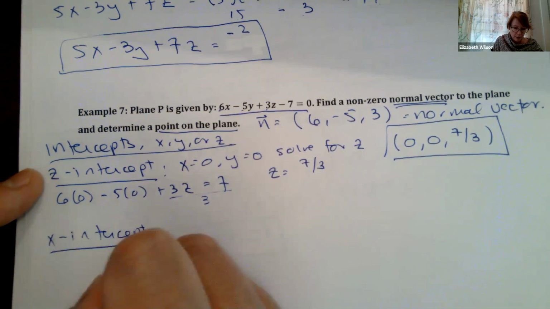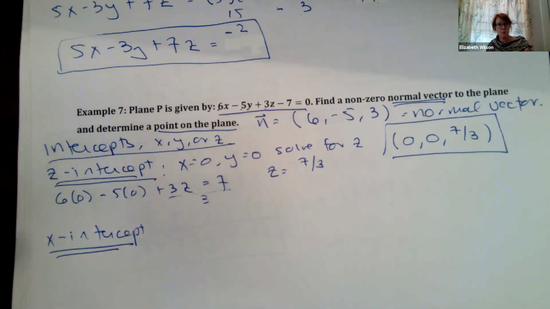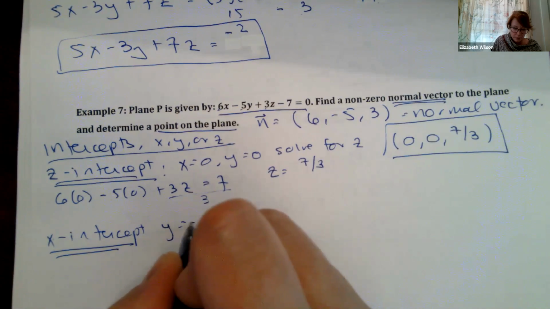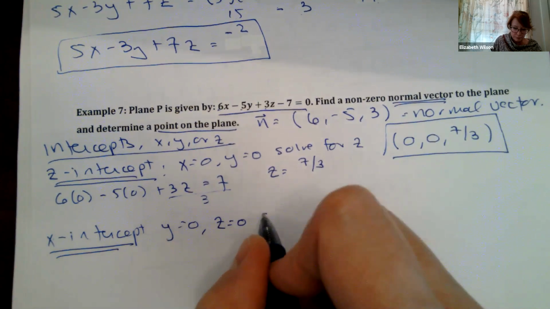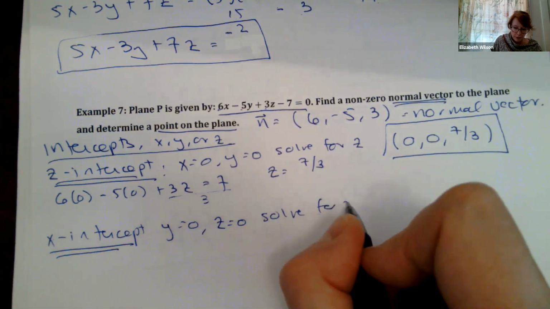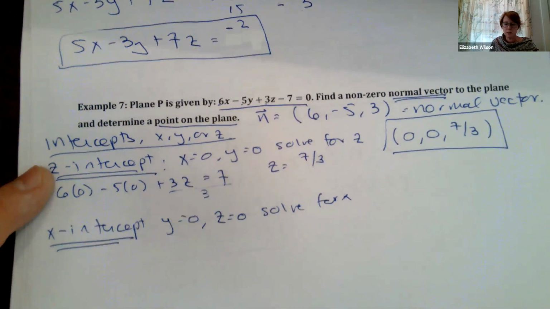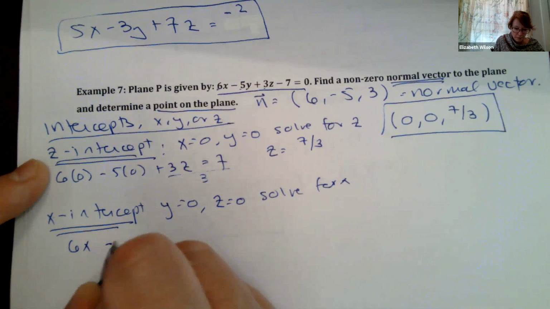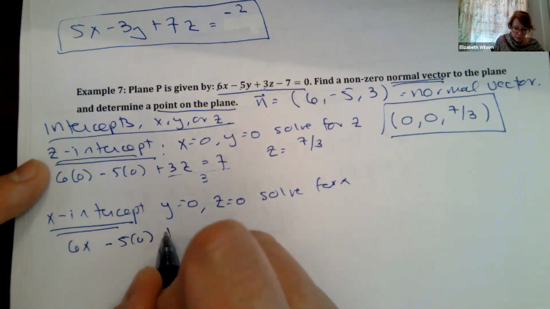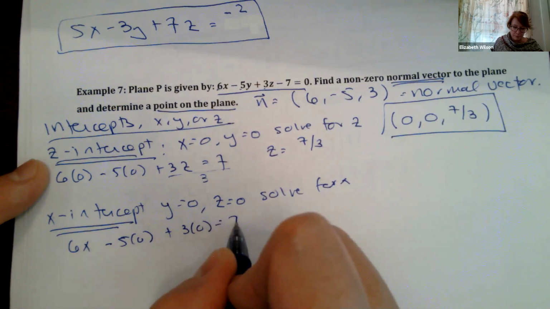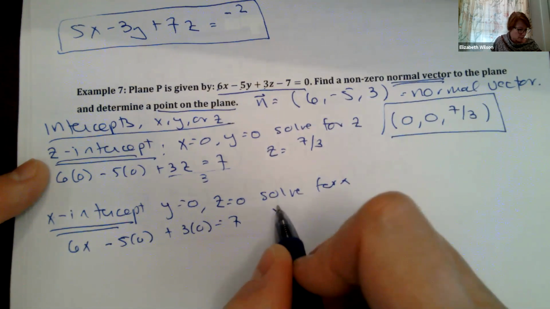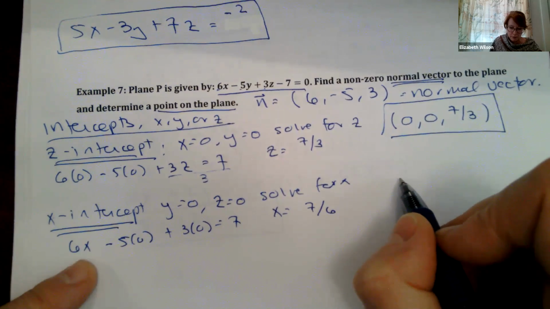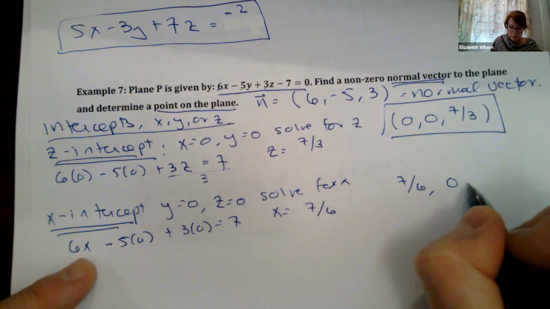My X-intercept, it's the same process, except we set Y and Z equal to 0 and then solve for X. Y equals 0, Z equals 0, solve for X. Okay, this is just the process on how we're going to do it. So 6 times X minus 5 times 0 plus 3 times 0 equals 7. Okay, that means X is going to equal 7 divided by 6. So our point is going to be 7 divided by 6, 0, 0.